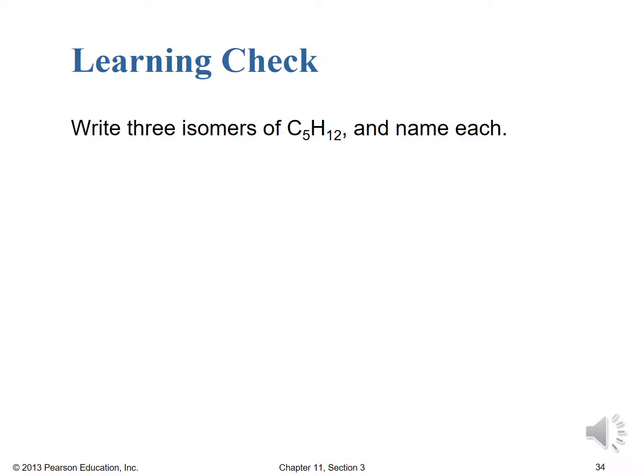And this time you're asked to write 3 isomers of C5H12 and name them. Okay, so hopefully you have caught on to what these structural isomers are all about. Take a few moments, stop the video here, write those 3 structural isomers and give their names, and then start back up once you're ready to check your work. Good luck.